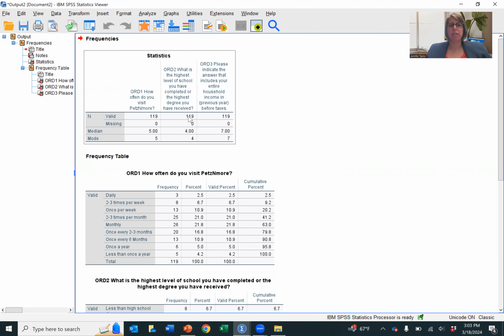Tells you that 119 respondents answered this question. Nobody did not answer the question, so we have no missing answers. We have a median of 5, which you'd have to go and look on the labels to see what 5 means for this question. A 4, a 7, and then we have a mode of 5, a 4, and a 7.